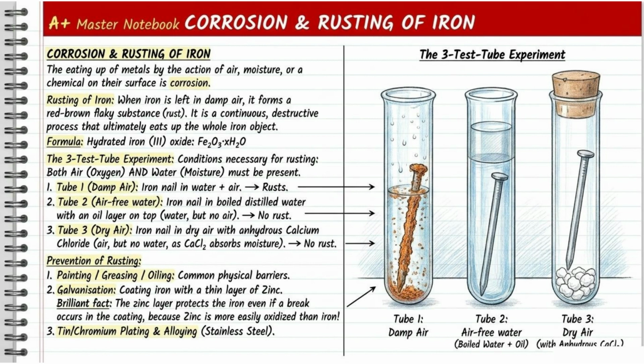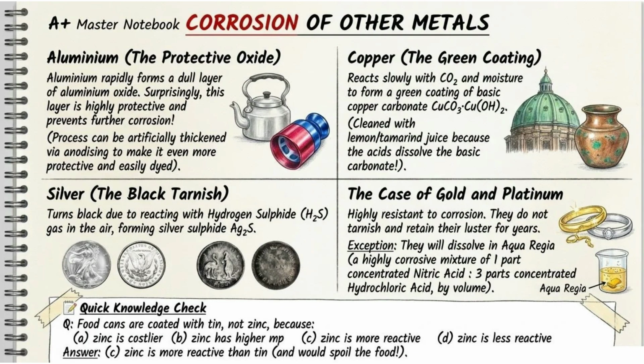Exactly. Other metals corrode too, but sometimes it's helpful. Aluminium reacts with oxygen to form a dull layer of aluminium oxide. But this layer is so tough it acts like a force field, preventing any further corrosion. We even thicken this layer artificially in a process called anodizing, making the aluminium super durable and easy to dye with colors.